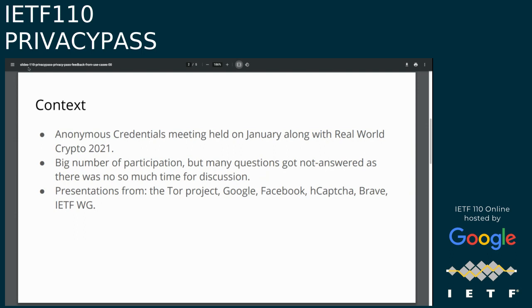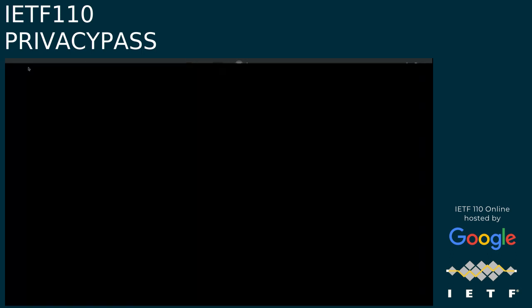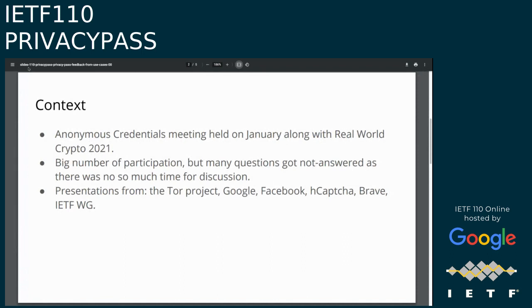There was a big number of participants. The only problem was that there were a lot of questions for most of the presentations that were given, but there was not much space to actually have a chat around those questions. So that could be feedback for myself for a new meeting. There were presentations from the Tor project, from Google, from Facebook, from HCAPTCHA, from Brave, and also from the working group that we're in right now.